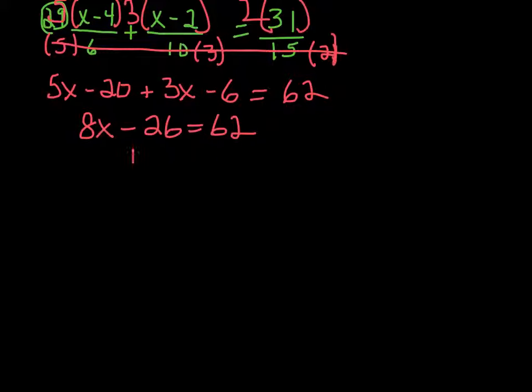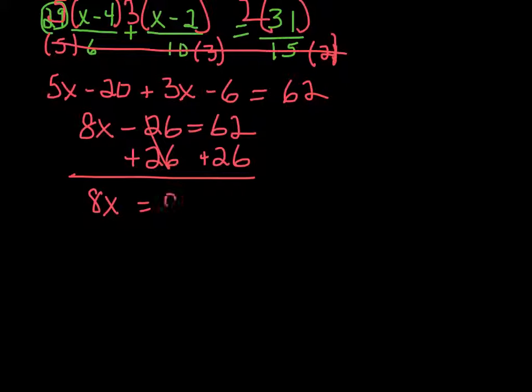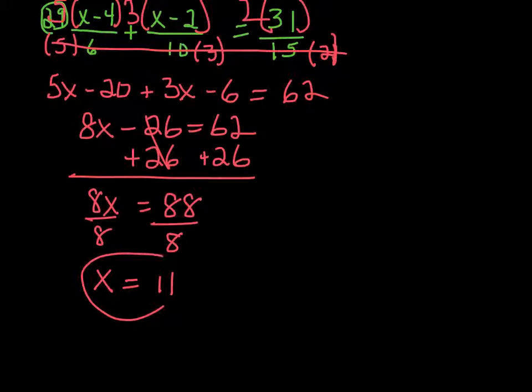I'm going to try to get that x by itself, so we're going to move that 26 over to the other side. I end up with 8x equals 88. Solve for x, divide by the number in front, and then I get x equals 11. Not so bad, right?